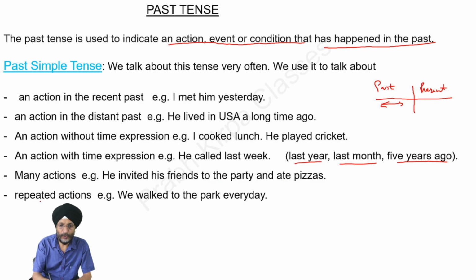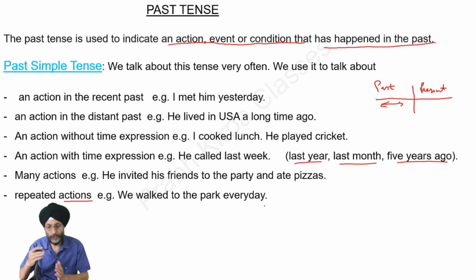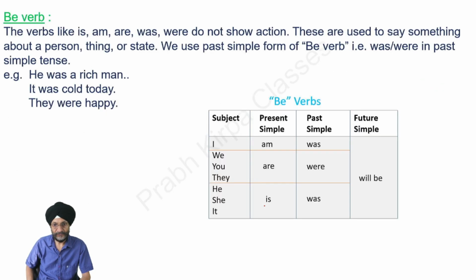We can also use past simple tense to talk about repeated actions. For example, we walked to the park every day. That is, we used to go to the park every day. This is the repeated action which was being followed in the past.